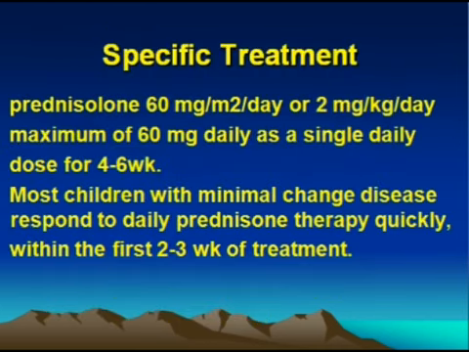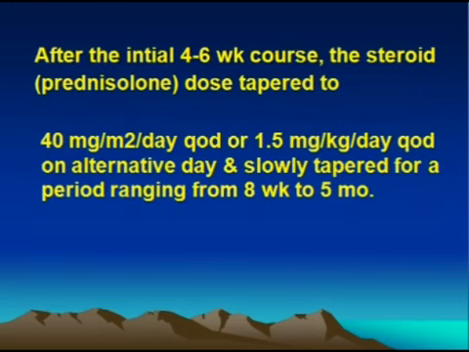Specific treatment. Specific treatment of nephrotic syndrome is prednisolone, 60 mg per meter square per day or 2 mg per kg per day, maximum of 60 mg daily, as a single daily dose for 4 to 6 weeks. Most children with minimal change nephrotic syndrome respond to daily prednisolone therapy quickly, within the first 2 to 3 weeks of treatment. After the initial 4 to 6 week course of steroid, the dose is tapered to 40 mg per meter square per day on alternate days, or 1.5 mg per kg per day on alternate days, and slowly tapered for a period ranging from 8 weeks to 5 months.